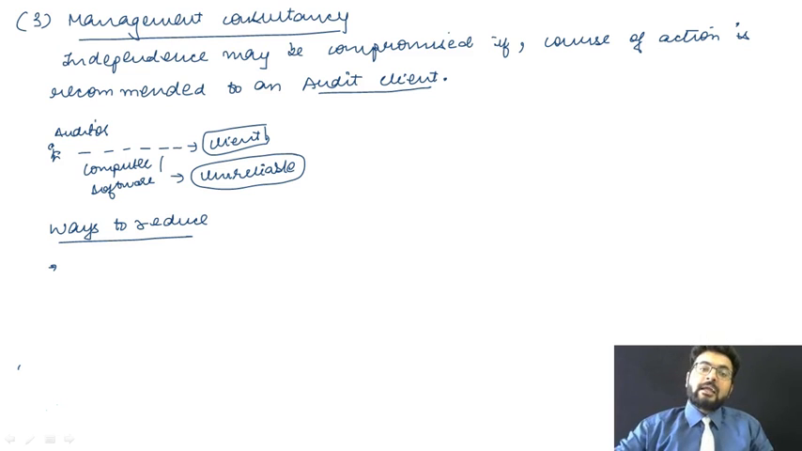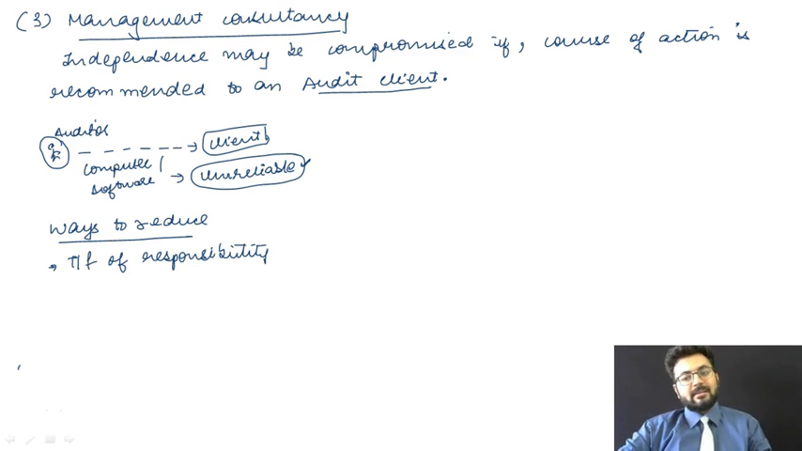In that case, if this software turns out to be unreliable, then who is responsible? Sir, the auditor is responsible. He has suggested those kinds of things. The ways can be reduced. This risk can be reduced if there is transfer of responsibility to management. I am suggesting this, but this does not mean that it's not your responsibility if this turns out to be unreliable. It's your responsibility. Whenever you are going to purchase something, you should have done proper due diligence. Transfer of responsibility to management.